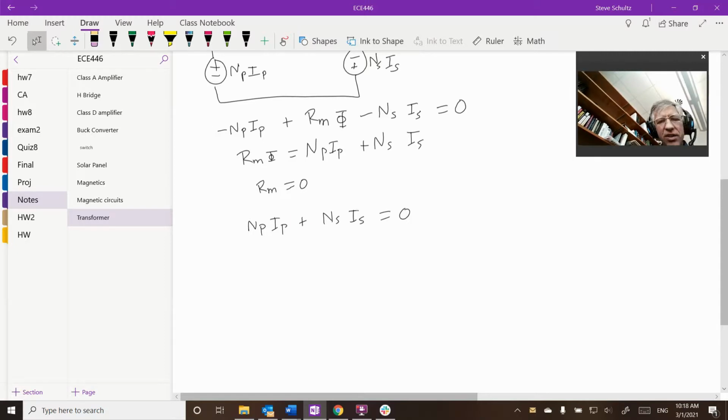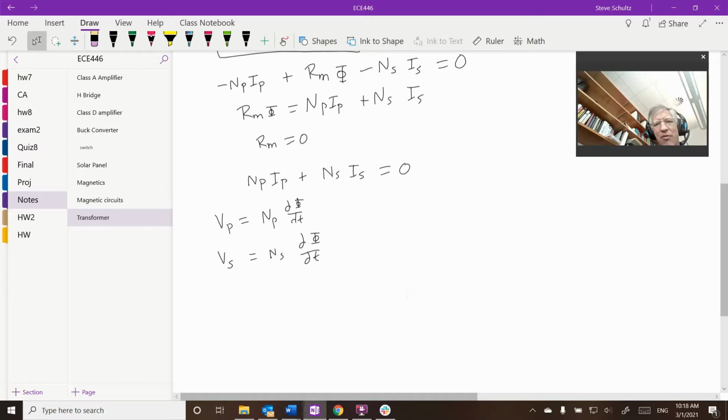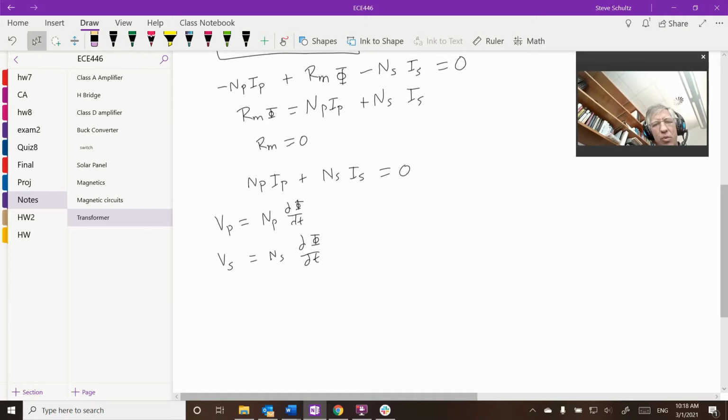Okay, so let's go to Faraday's law. Faraday's law says the voltage on my primary side is equal to N1 times dΦ/dt, and the voltage on my secondary side is Ns times dΦ/dt. Okay, well, you see that the flux is the same for both of them. So we produce one flux for my whole core.